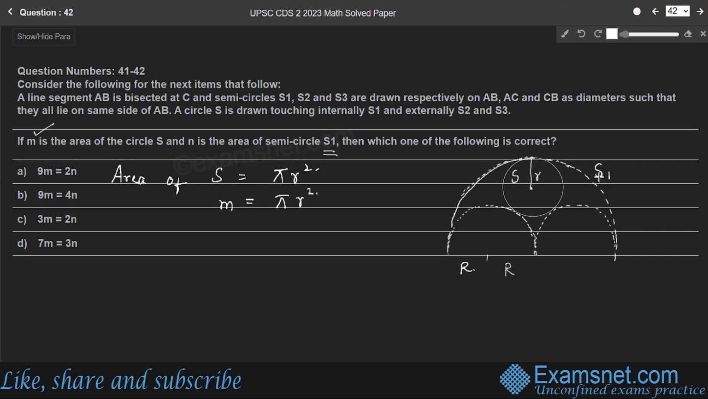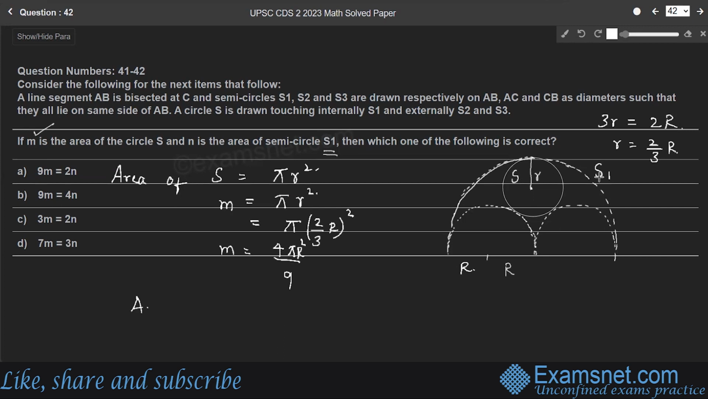In the last question, we related the radius of the semicircle S2 and the circle S, which was 3 times small r is equal to 2 times capital R. Therefore, small r can be written as 2 by 3 into capital R. Therefore, r square can be written as 2 by 3 into capital R the whole square, which is nothing but 4 pi r square by 9, the area of the circle S.